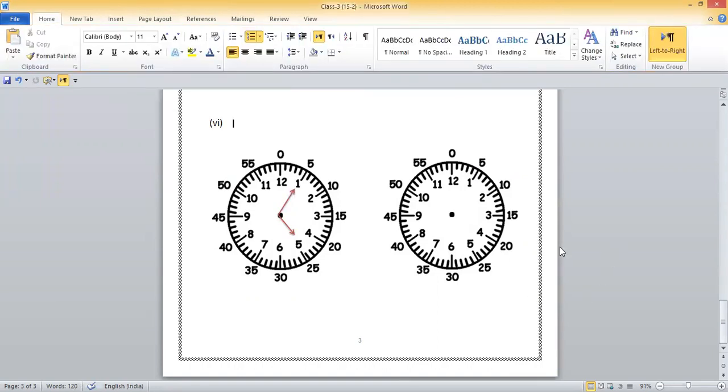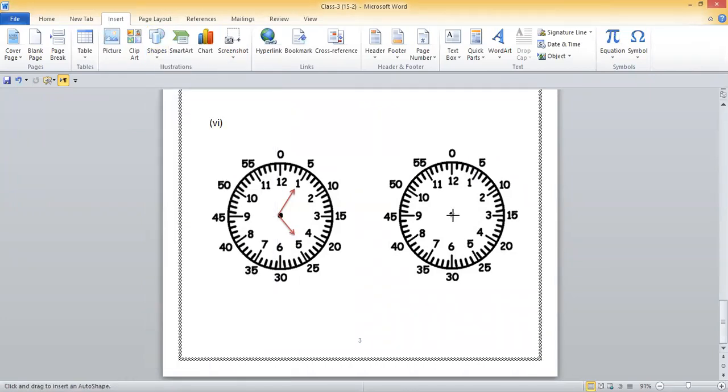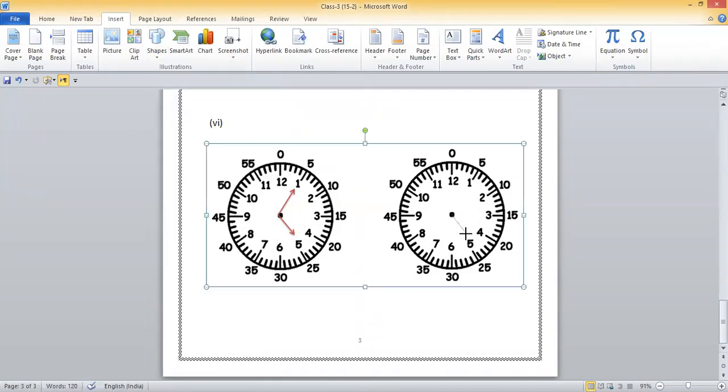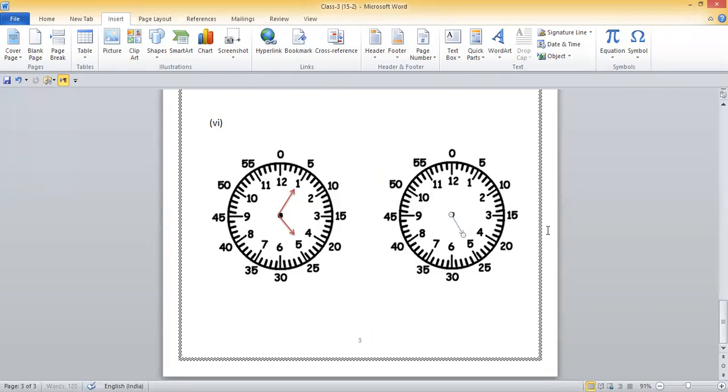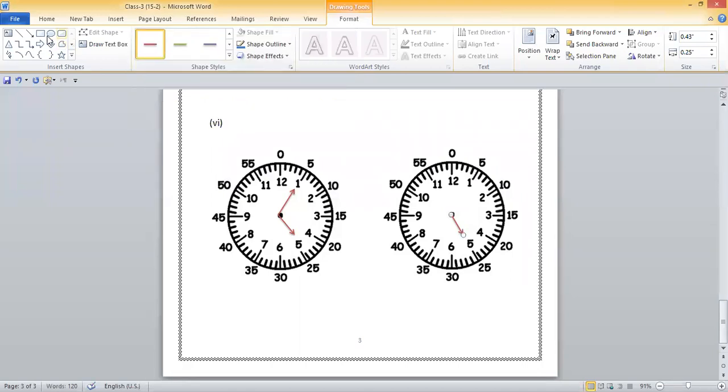So this is 5:05. The second is 5:20. Because it is 5:20, the short hand should be a little far from 5, in between 5 and 6. It should be here. And for 20, the long hand should be exactly at 4.